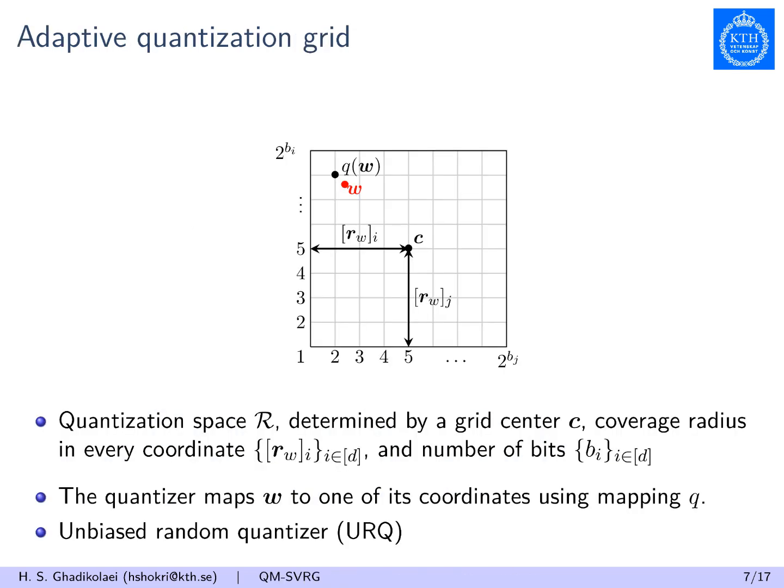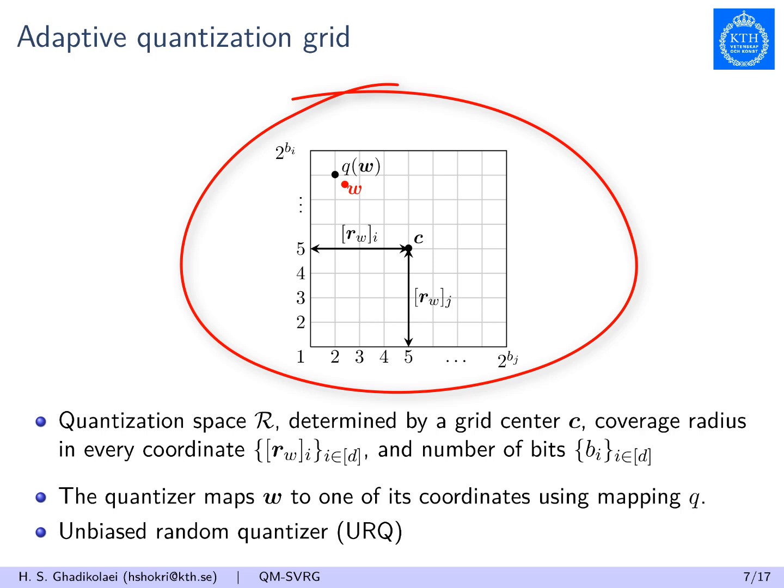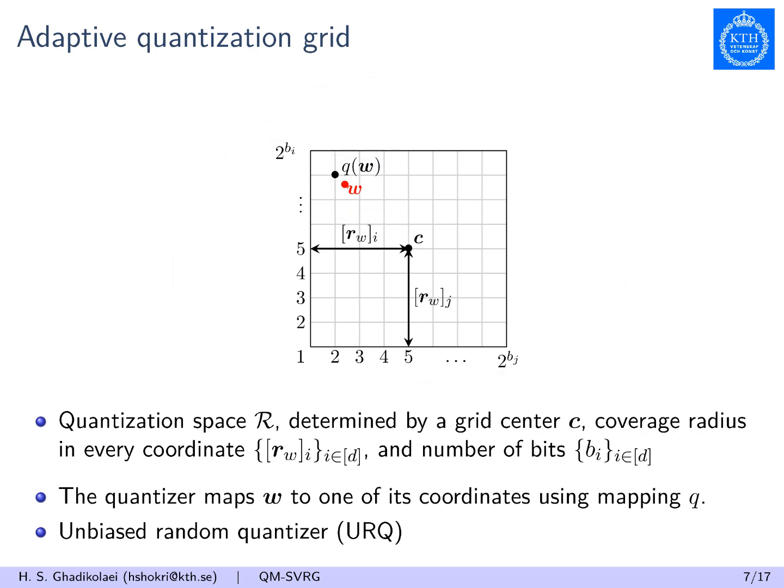One of the main parts of our paper is adaptive quantization grid, where instead of representing W in a real number, we're going to project that to a lattice like this one through some projections called Q, which are our quantizers. We call it adaptive because this quantization space will change based on the landscape of the optimization, and for individual coordinates actually.